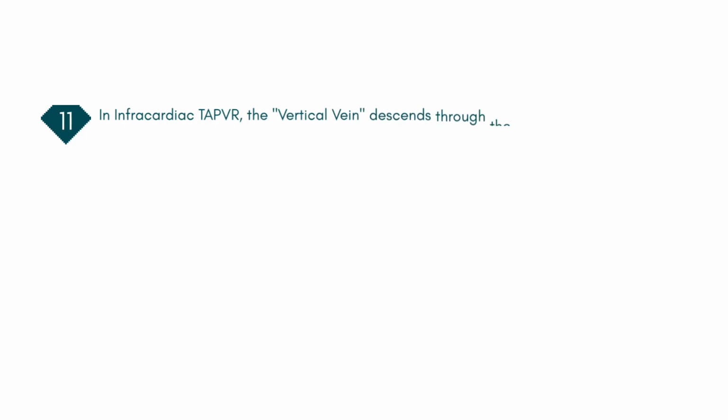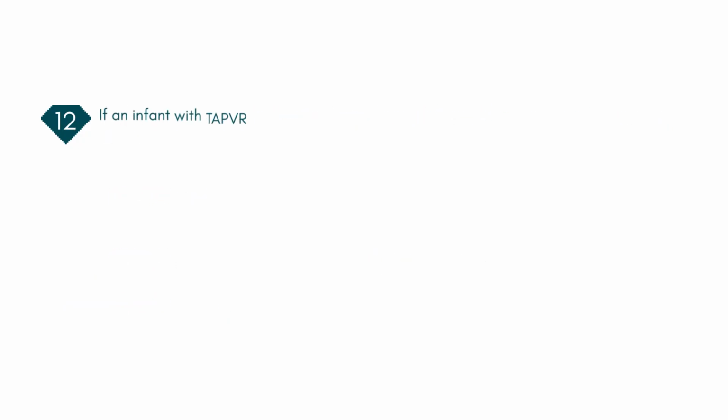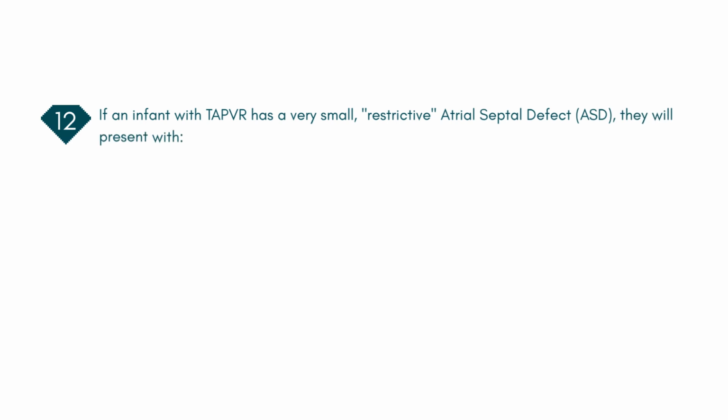In infracardiac TAPVR, the vertical vein descends through the diaphragm alongside which structure? A. The phrenic nerve. B. The esophagus. C. The aorta. D. The vena cava. Answer: B. The esophagus. If an infant with TAPVR has a very small, restrictive atrial septal defect, ASD, they will present with A.